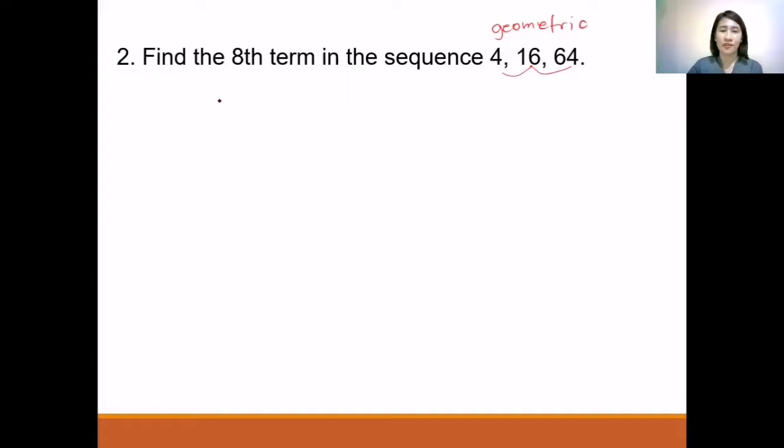And the formula for geometric, you have a sub n is equal to a sub 1 multiplied by r raised to n minus 1. So let us identify our given first. So a sub 1, the first term, is 4. And then we're looking for the 8th term, therefore n is equal to 8.